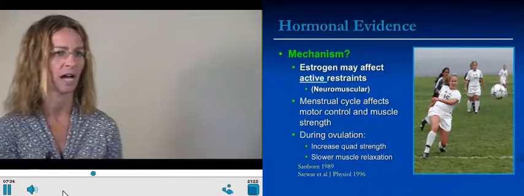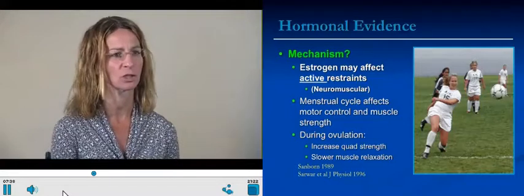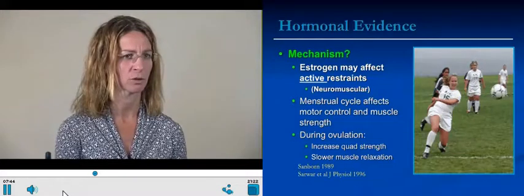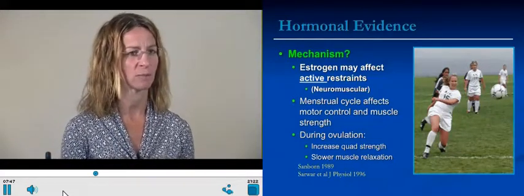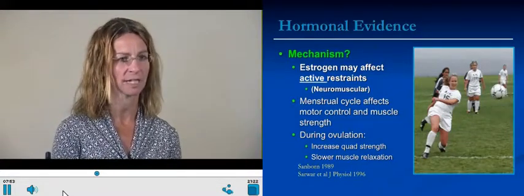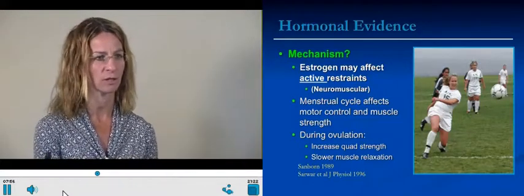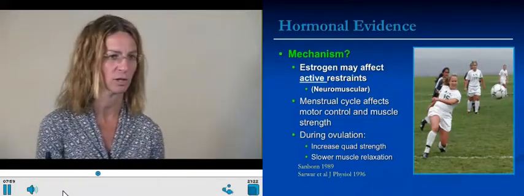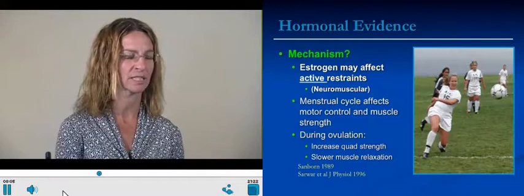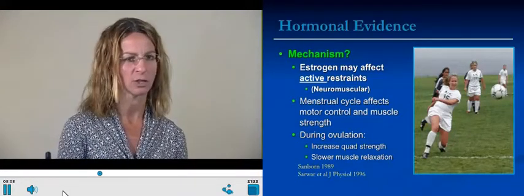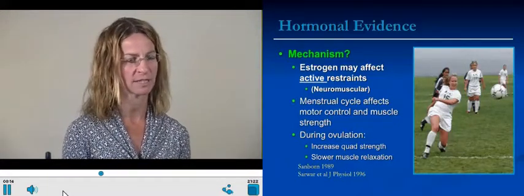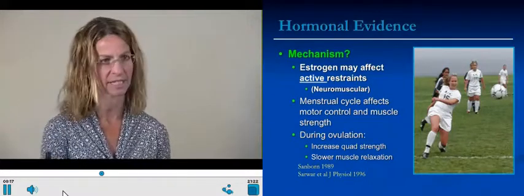So the thought process is that estrogen may affect active restraints through a neuromuscular pathway. We know that the menstrual cycle affects motor control and muscle strength. During ovulation, it's been measured that there's increased quad strength and slower muscle relaxation. And we know that this increased quad strength compared to hamstring strength is one of the postulated mechanisms in sustaining an ACL injury. Females tend to be quad dominant, landing during sports with a stiff-legged planting motion, not contracting the hamstrings, and that puts increased stress on the ACL.